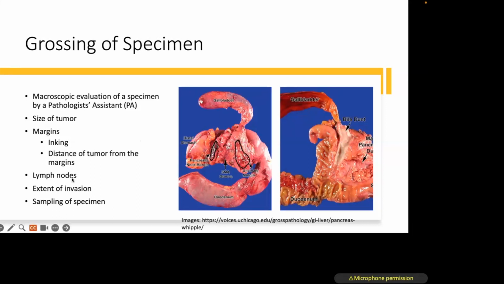Lymph nodes. Lymph nodes are our immune organs. They usually surround the pancreas, which means they're regional. But if they're further away from the pancreas, that means they're distal and they're non-regional.